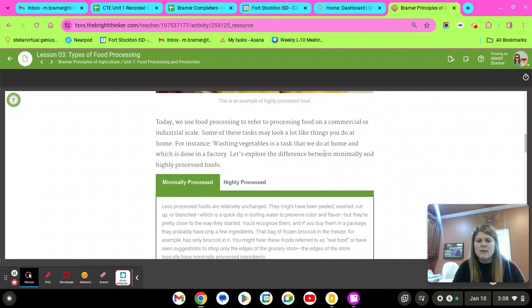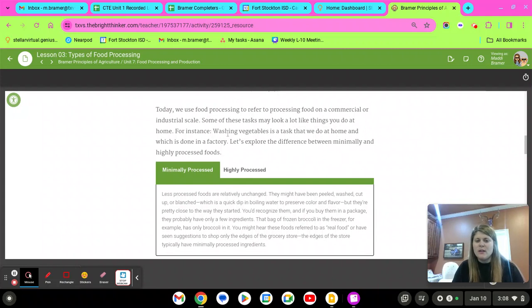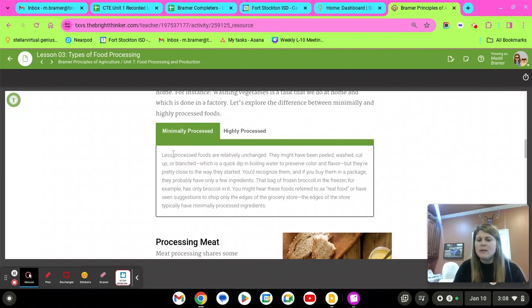All right, so today we use food processing to refer to processing food on a commercial scale. Some may look like things you do at home, so like washing a vegetable, that's processing. Okay, that's a process. So that's minimally processed. So a minimally processed food is where it leaves the food composition relatively unchanged. Maybe it was peeled, they were pre-cut, they were blanched, which is where you wash them really quick in boiling water and it seals the color of it. But they're pretty close to where they started. You recognize them. Like the bag of frozen broccoli that just has broccoli in it.